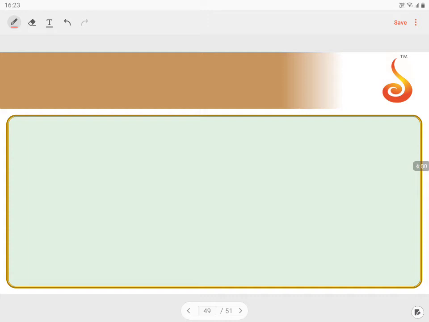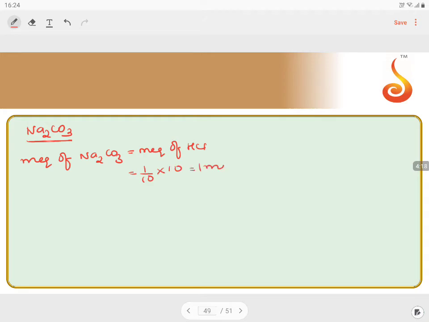Now let us continue for Na2CO3. We have seen NaOH, now we will see Na2CO3. Milliequivalents of Na2CO3 equals milliequivalents of acid, that is 1 by 10 into 10. So 1 milliequivalent, which equals 10 power minus 3 equivalents. So weight by equivalent weight of Na2CO3 equals 10 power minus 3. So W equals 53 into 10 power minus 3 grams.